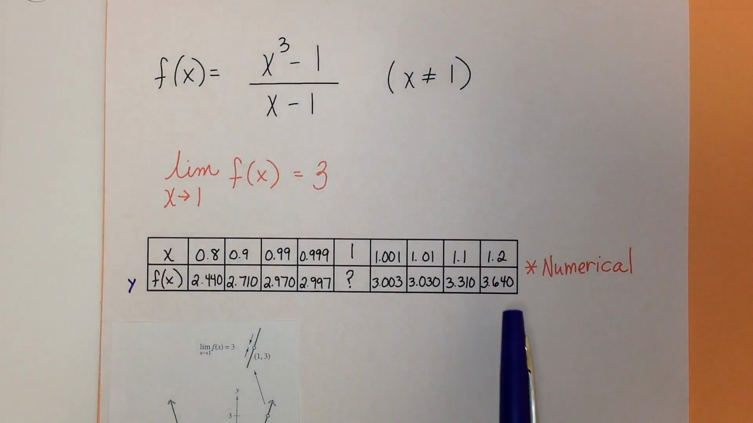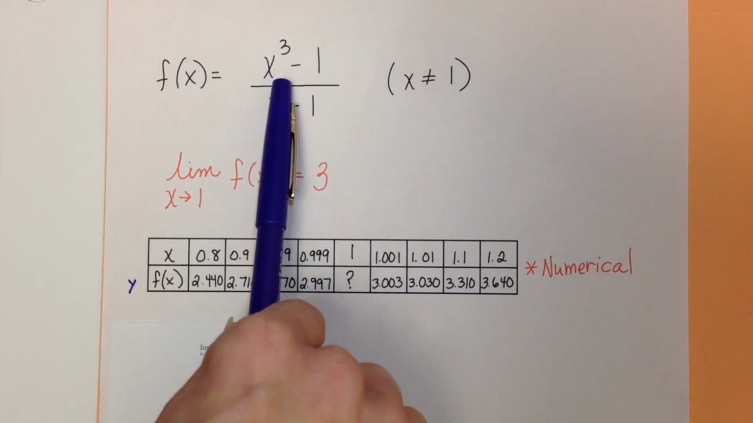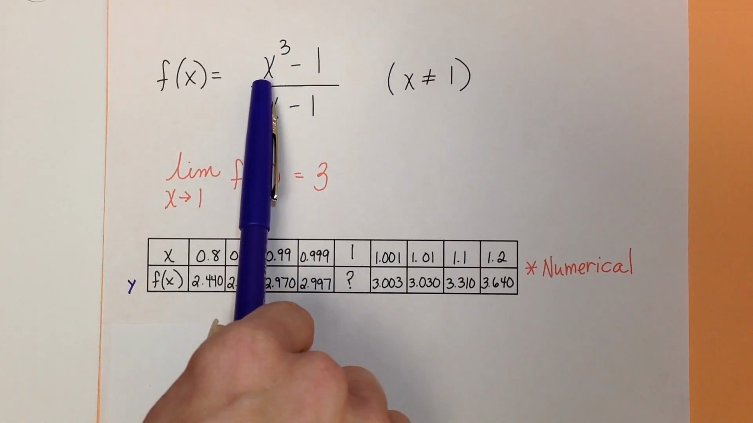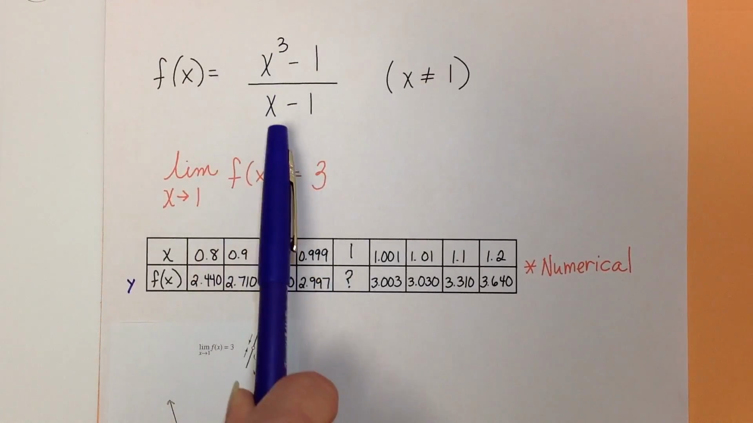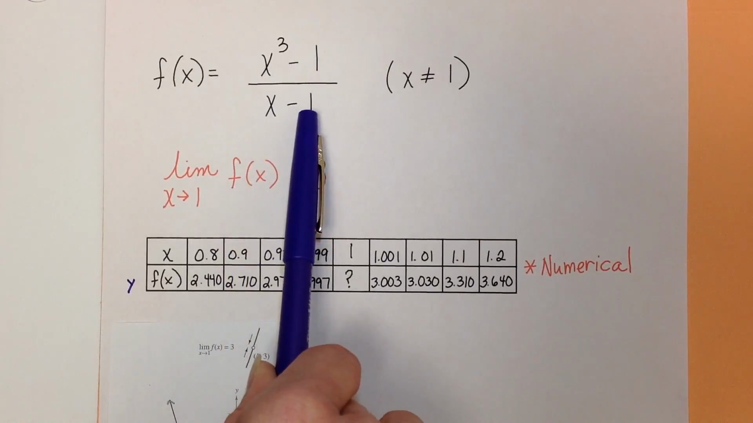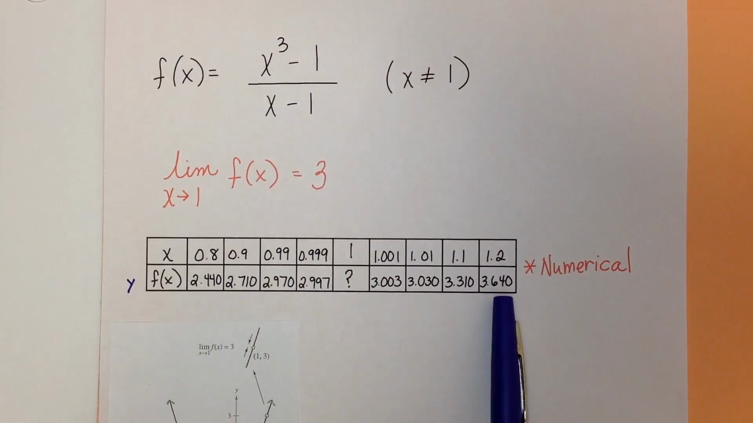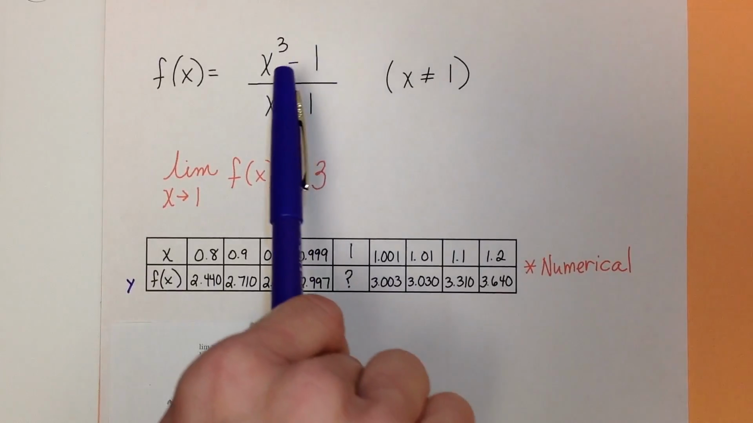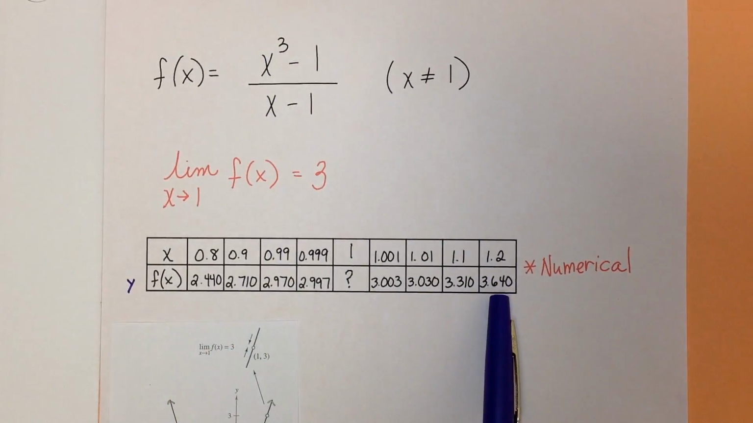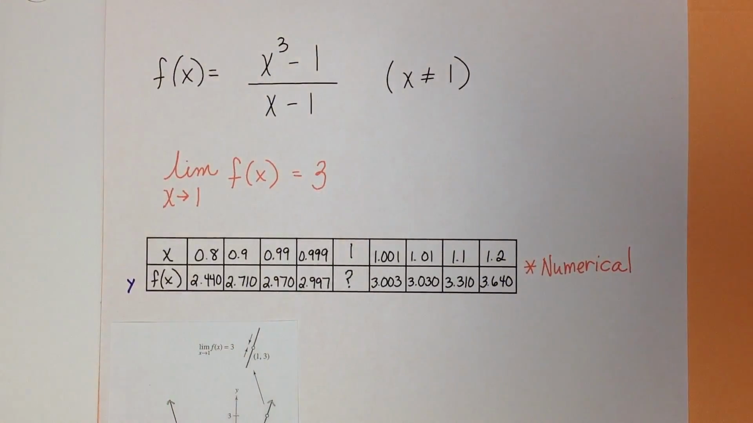But if you were to take 1.2 and plug it into this function, you'd have 1.2 to the third power minus 1, divided by 1.2 minus 1, and you put that in your calculator, this would be your decimal approximation. Just like you've done many times, you can take an x value, plug it into a function, and get a y value. That's all that's been done here: the numbers in that top row have been plugged into that function to get those in the bottom row, which are your y values.